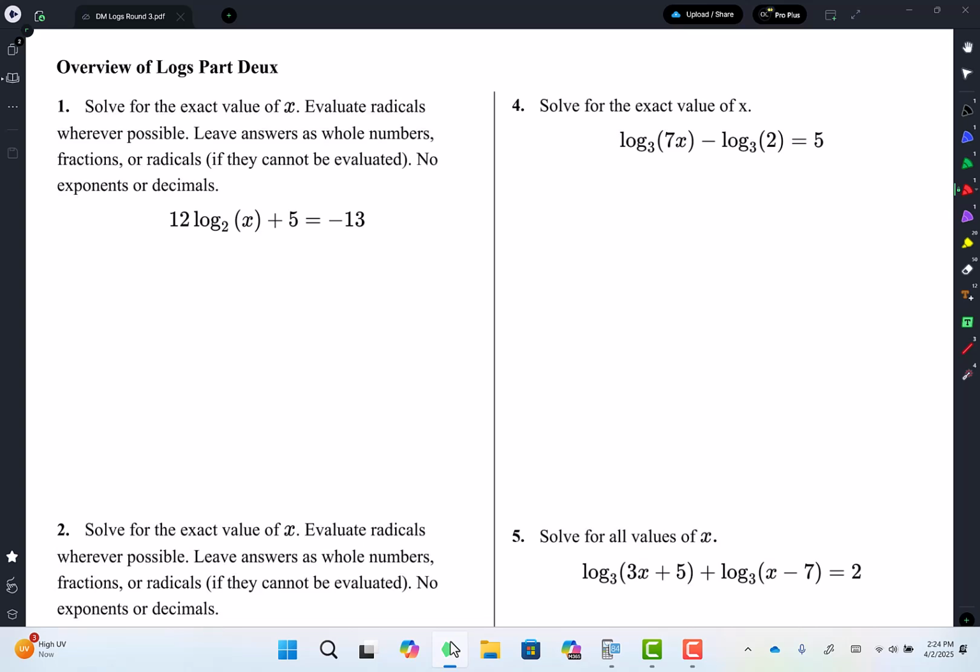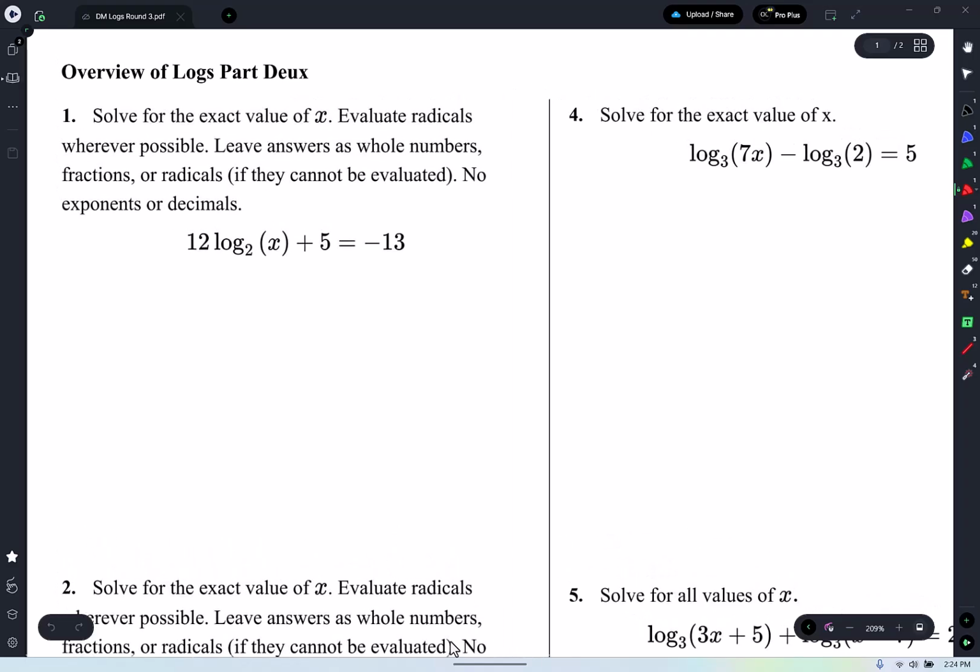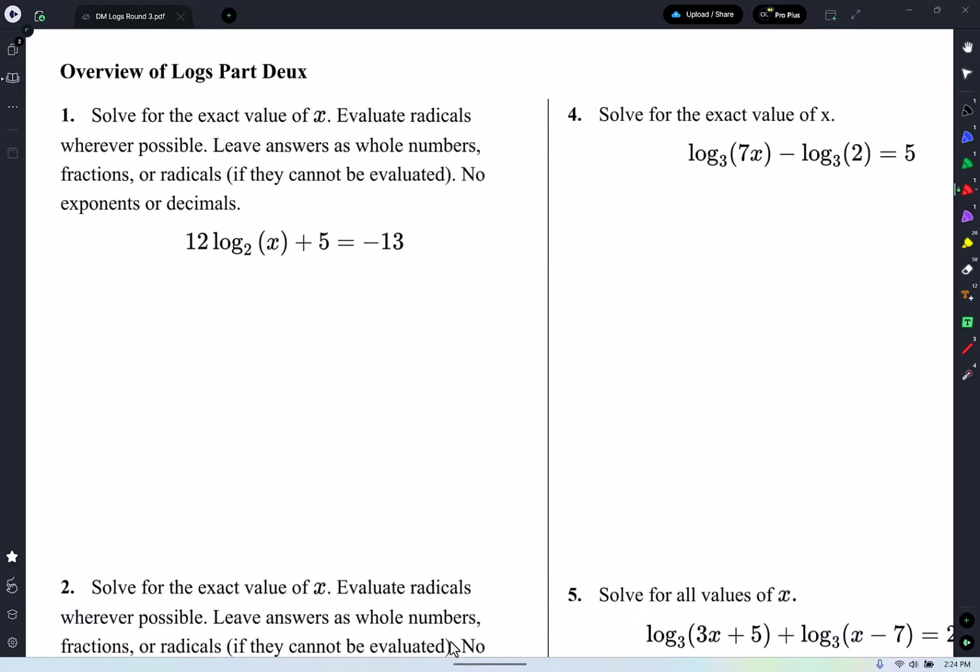Let's start, guys. So hopefully this is one of the last log lessons. We might do a few more, one more log lesson, just so you guys can see it in action. So now we're just solving for x. We're just solving. So here we go. I'm trying to solve for x.